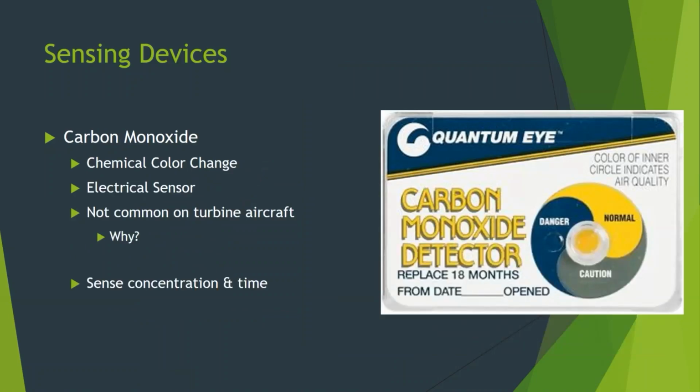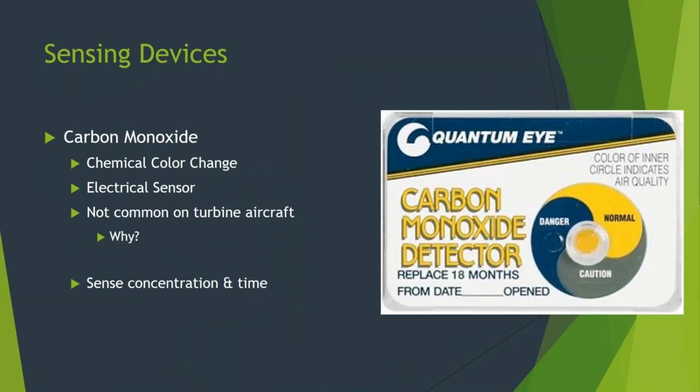Here's our carbon monoxide, simple ones, chemical type. You've seen these in small airplanes. Bigger airplanes, if they need them, which is few and far between, again, more of a cargo thing that's carrying stuff where carbon monoxide could be emitted. They're going to be an electrical sensor. They're not common because our bleed air is pulled from the compressor prior to any kind of combustion taking place. And so there's really not a chance of carbon monoxide getting in there.